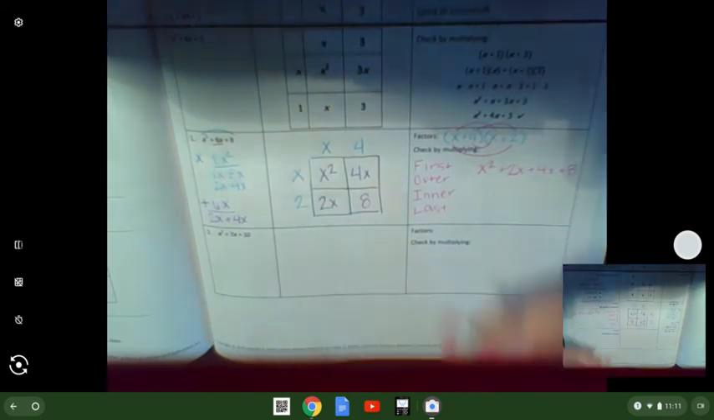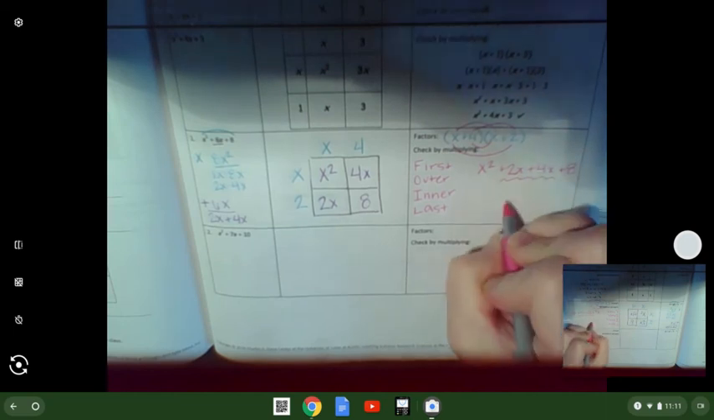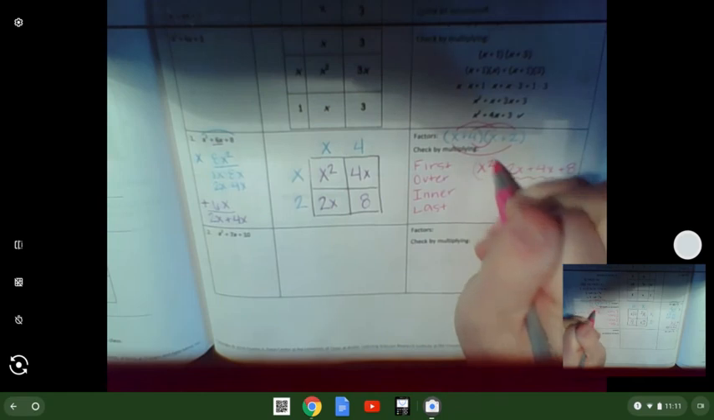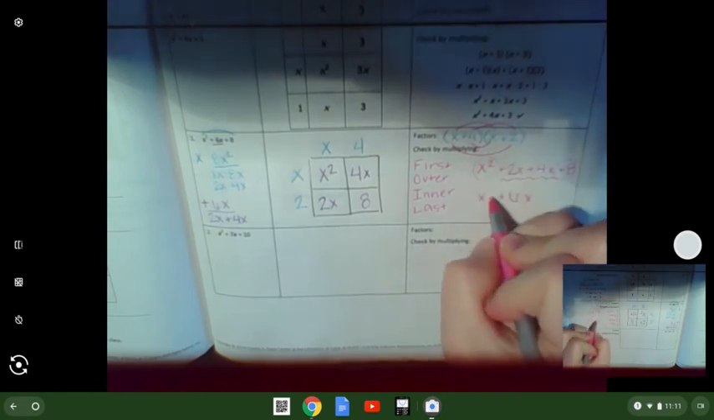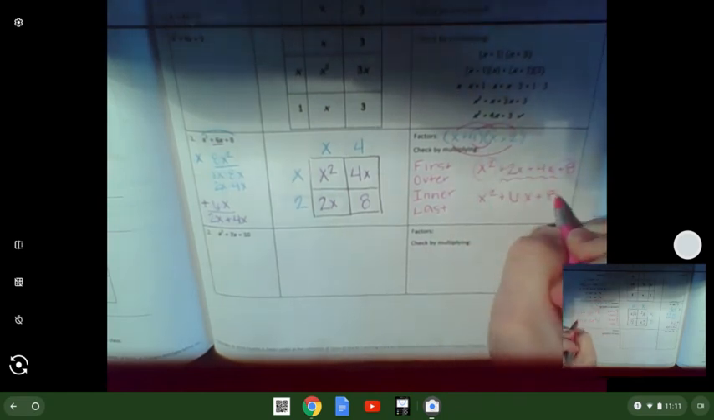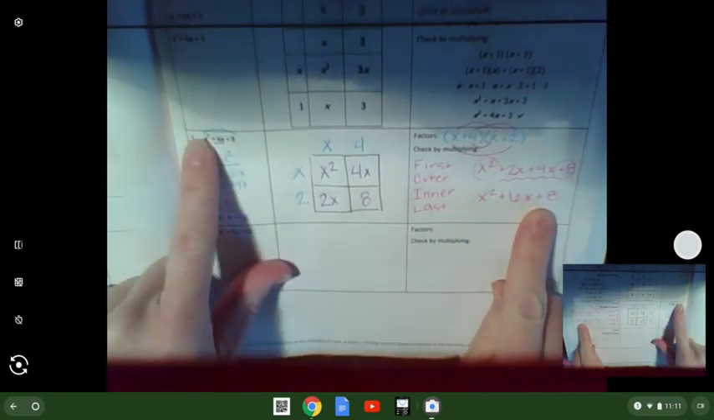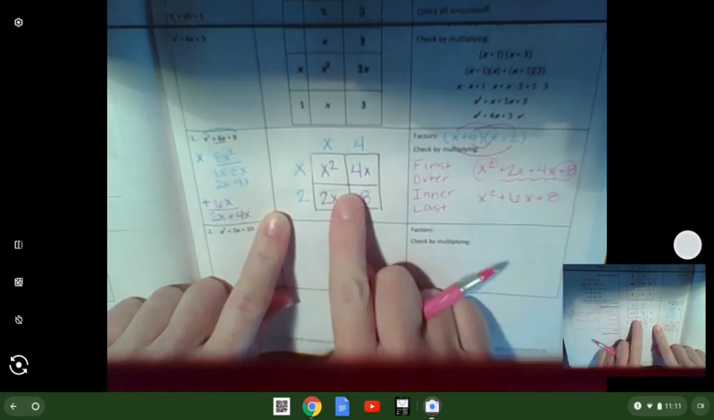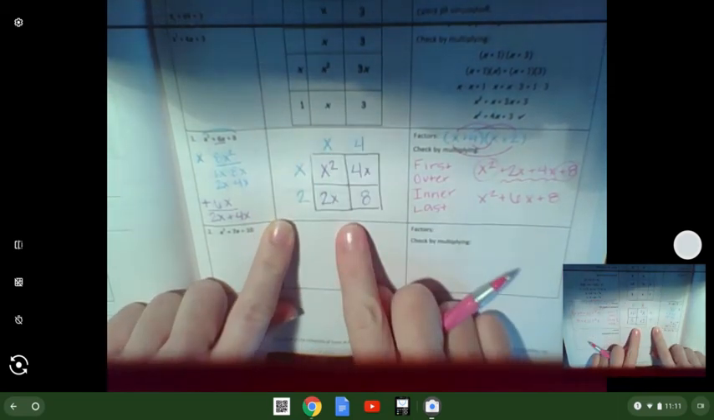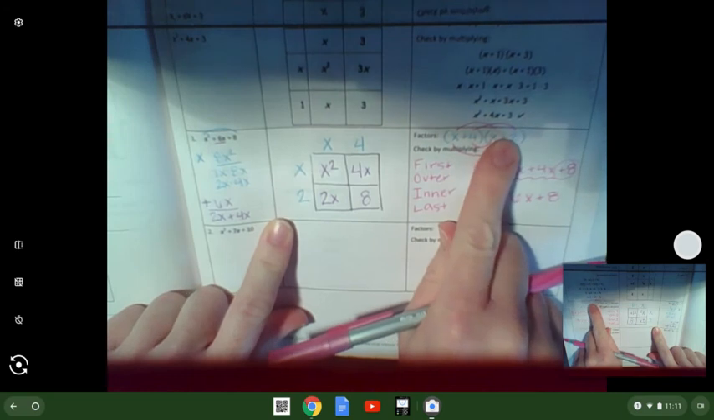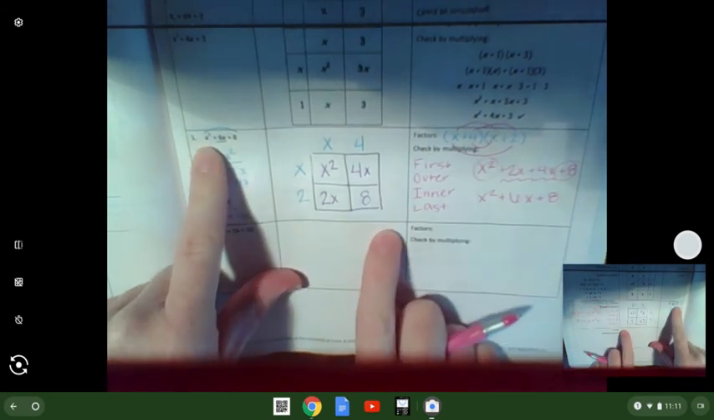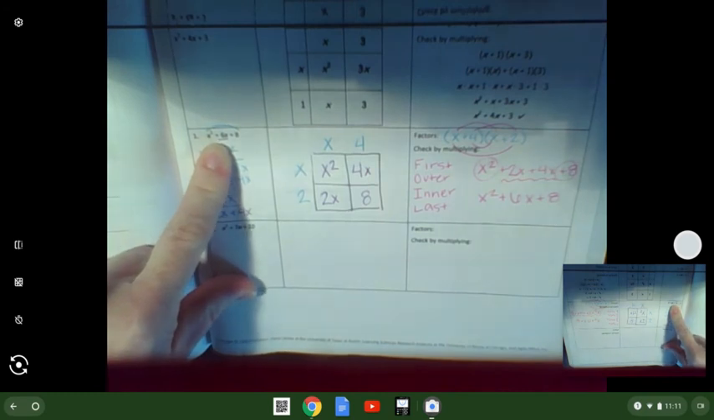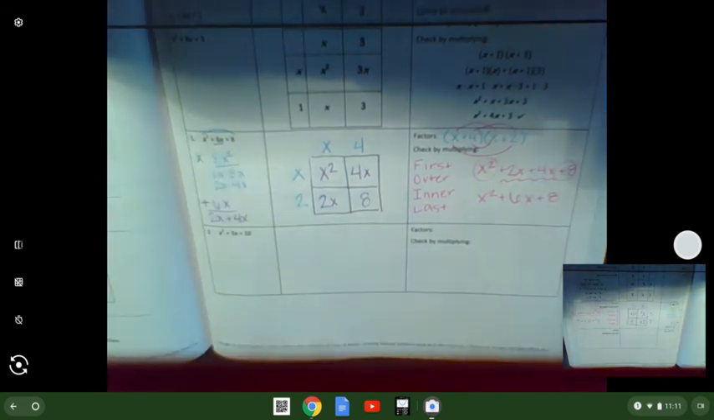Now I'm going to look to combine like terms. 2x and 4x is positive 6x. And I'm going to bring down the two things that did not have like terms, x squared and positive 8. And we can see that, yes, this matches what I started with, which means these factors that we came up with as a result of doing this backwards box or backwards area model are correct. These are the two factors that must have been multiplied together to get this trinomial of x squared plus 6x plus 8.